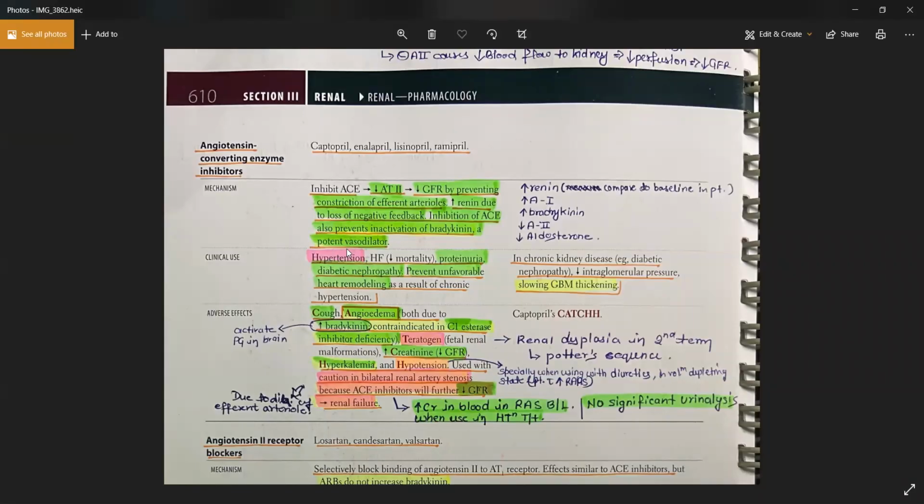They all will be used in the hypertension treatment. In the heart failure patient, they will reduce the morbidity and the mortality of the patient. Proteinuria will be useful. I told you they're all very renoprotective drugs. So basically, they will be used for the proteinuria, for the diabetic nephropathy. Okay, they will also prevent the unfavorable outcomes of the heart failure. Okay, the heart remodeling will be prevented.